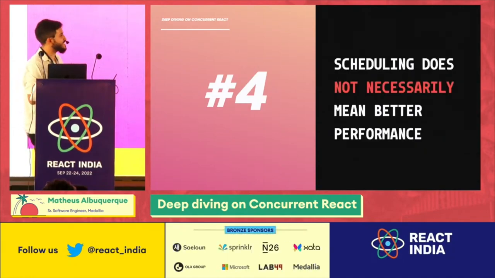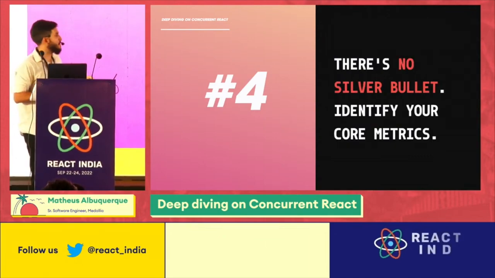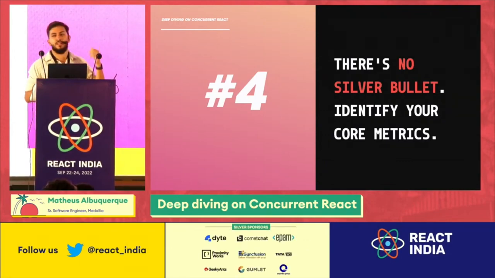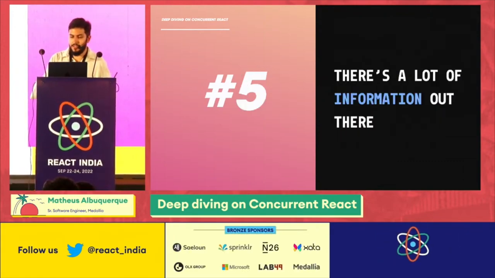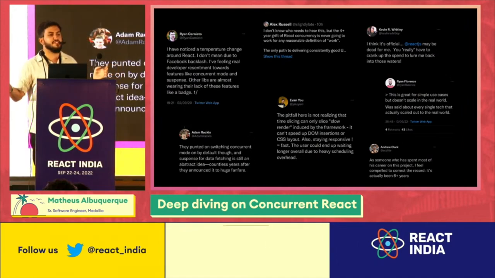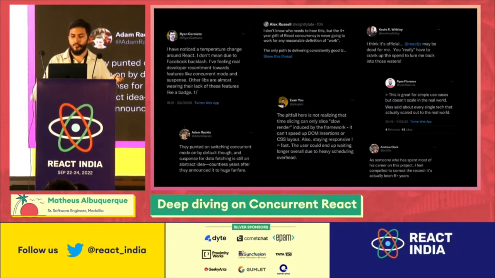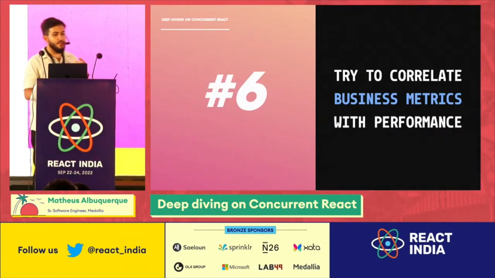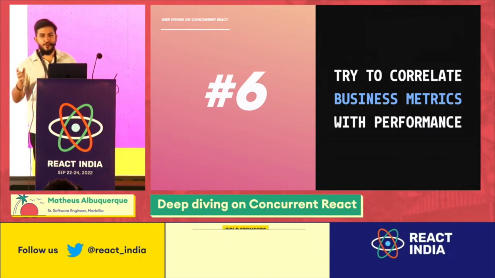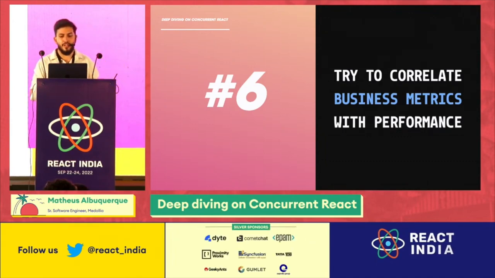It is important to emphasize that scheduling, by definition, does not necessarily mean better performance. And just like that, there is no silver bullet. So it's really important that you identify your core metrics and use the observability services, the libraries, and the web APIs to actually figure out what's working for you. And there's a lot of information out there. You're going to see, especially on Twitter, GitHub, and so on, different members of the communities making really good points about each of those libraries, like Solid, React, et cetera. And those are all really good points. So it's important for us to always correlate the business metrics with performance, because there's no way to game business metrics so that we can post on Twitter that they're cool, because these are what actually make results for our clients. So measure and correlate that.